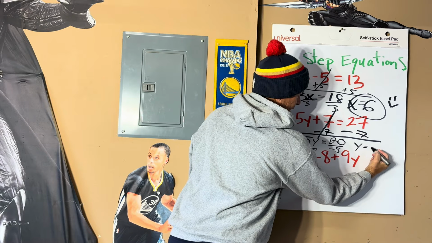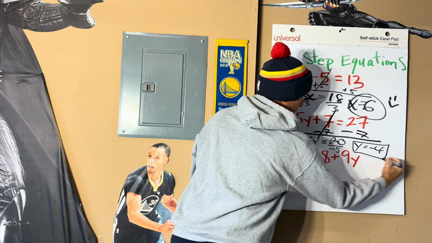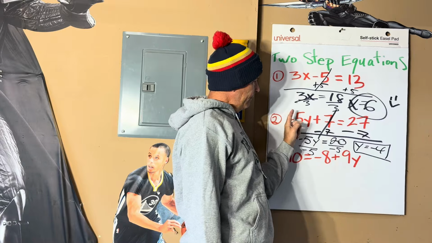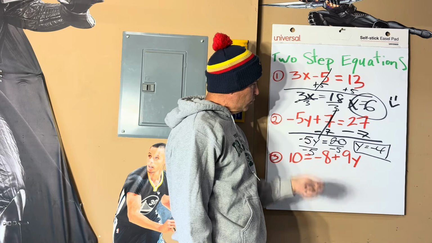20 divided by -5 is -4. Check it. -5 times -4 is 20. 20 plus 7 is 27.